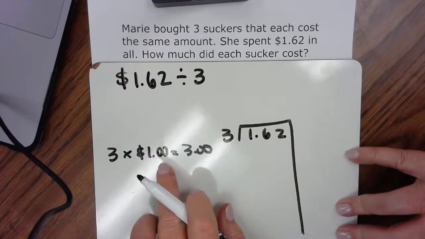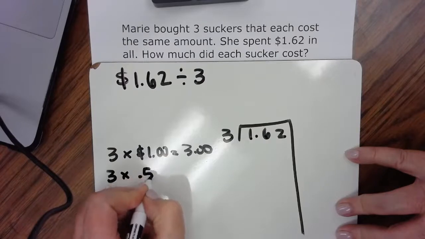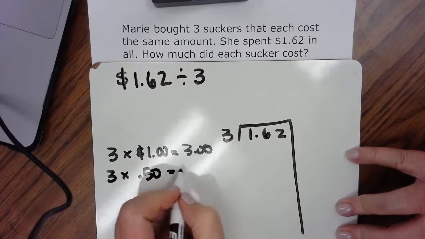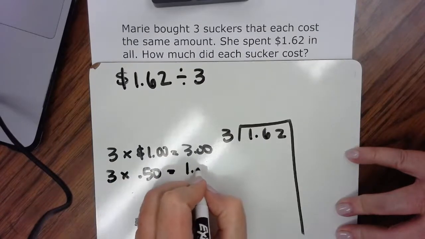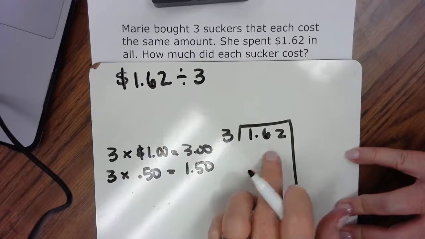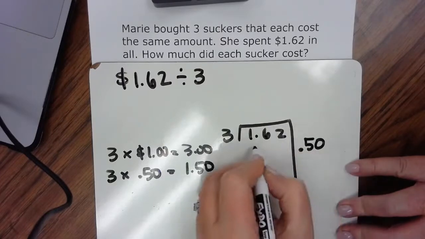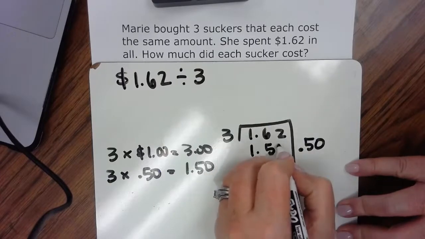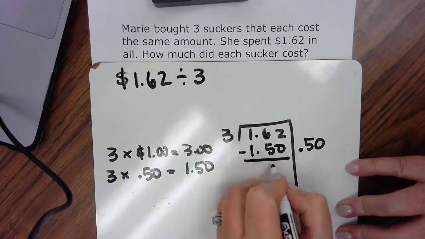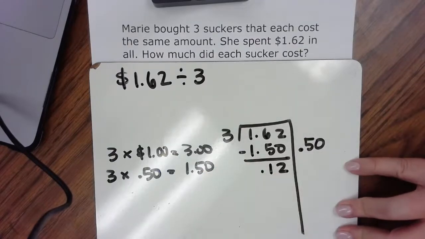I'm going to use my knowledge of halves, and I'm going to halve that dollar to 50 cents and halve the $3 to $1.50. 3 groups of 50 cents is $1.50. That's closer to my dividend, so I'm going to go ahead and say 3 groups of 50 cents would be $1.50, and that's 12 cents of my dividend that I've yet to remove.